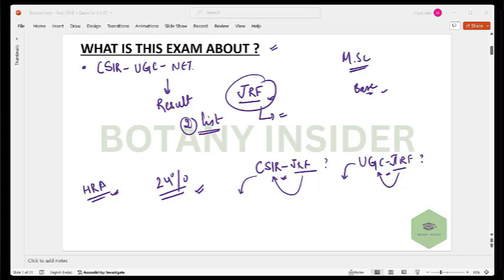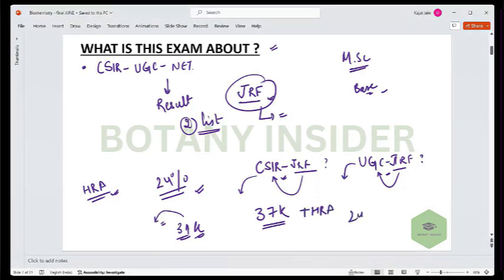It just got upgraded a few months back, 1 or 2 months back. It is 37,000. No, it's not 35. It's not 31. 31 was the previous amount. 31,000 per month was the old stipend. Now the stipend has increased to 37K. Okay, 37,000 plus HRA. HRA is calculated based upon your state. For Delhi, the highest HRA that a student gets is from Delhi itself. That is 24% of your total amount, that is your stipend. Okay, so from both CSIR and UGC.